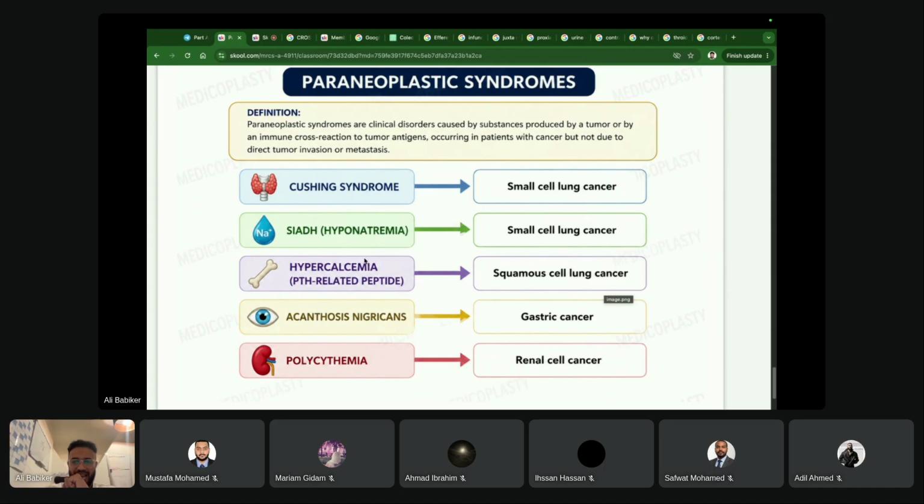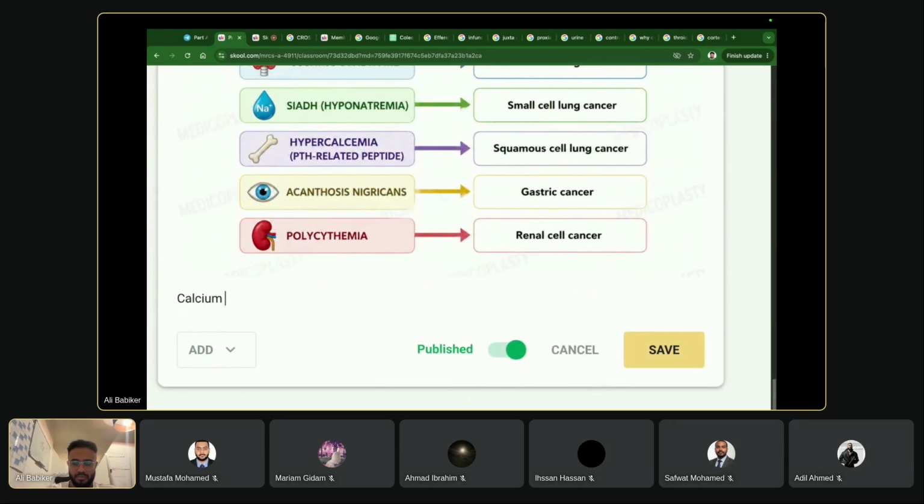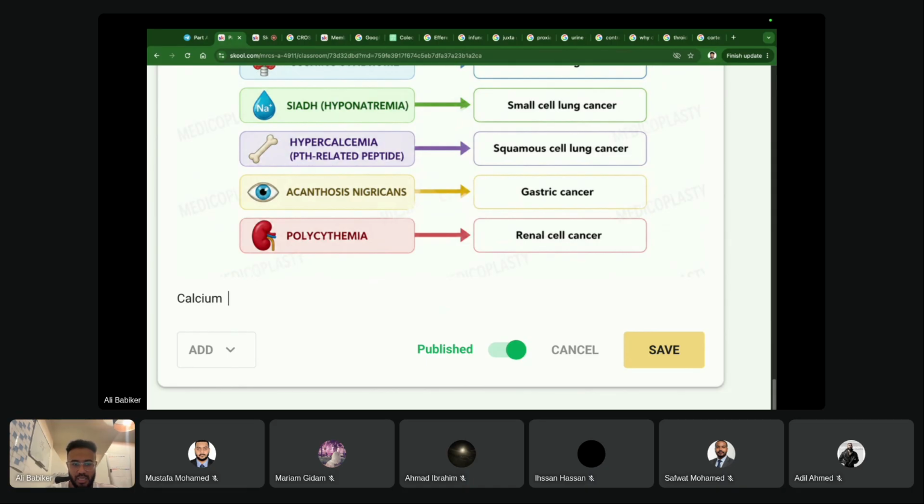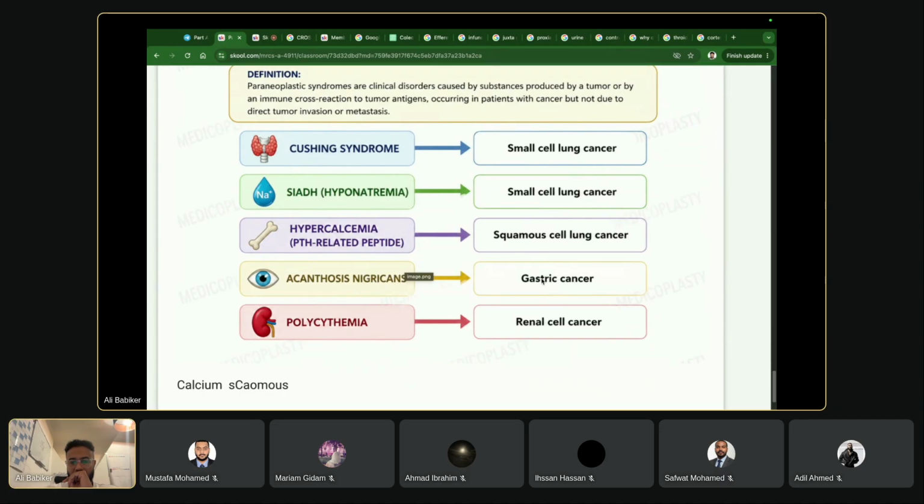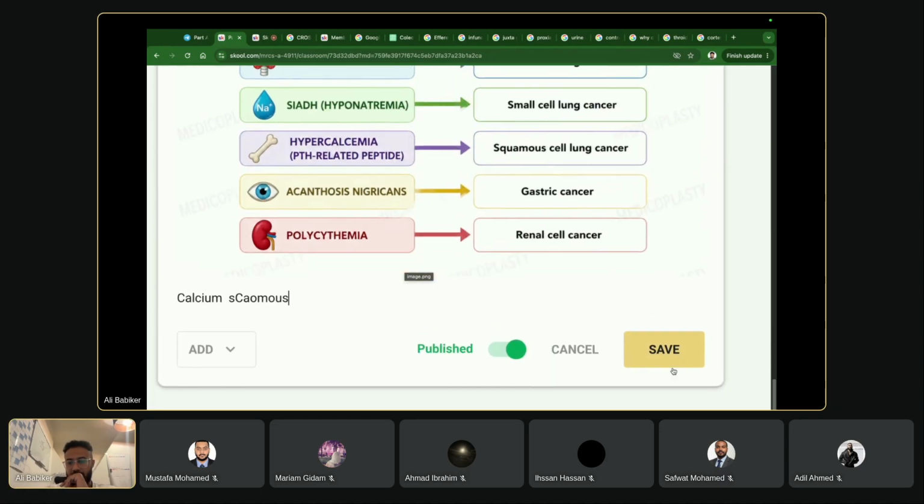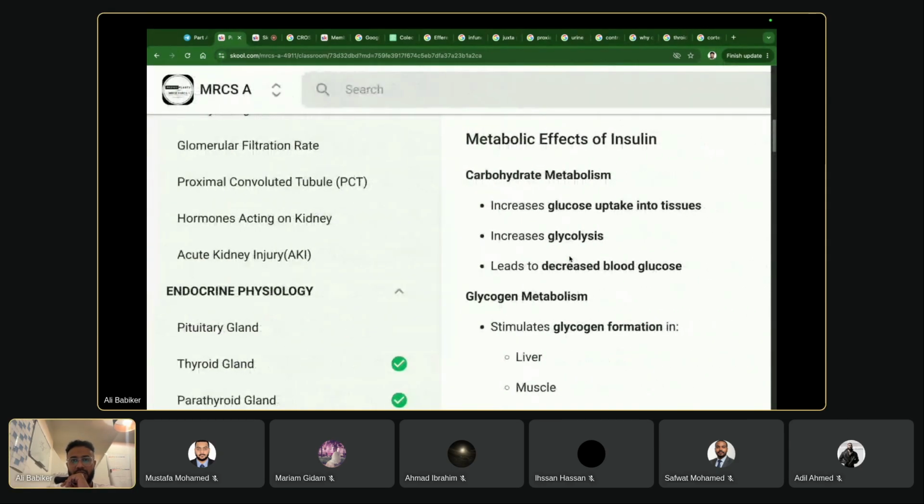How do you remember that? Hypercalcemia, squamous. So I want you to think about calcium, and associate that with squamous. Okay. And acanthosis nigricans with gastric cancer and polycythemia with renal cell cancer. This is very high yield. So this table and the other one. Okay. And by that, we finish the session for today.